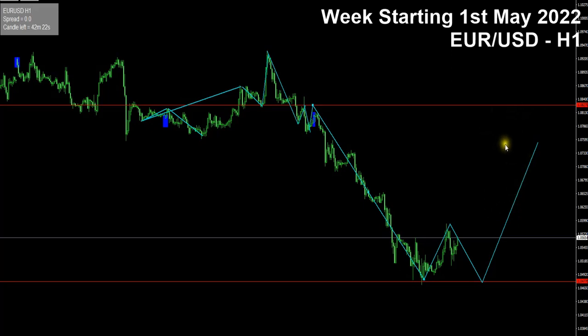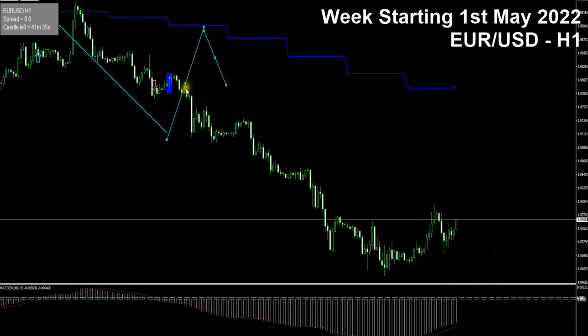Let's have a look at indicators and see how it did last week and what we can expect for next week. So again, this rectangle here represents where the week started, and you see that just the same as the last chart, it's the EURUSD on the 1 hour. Price just fell away all week long.